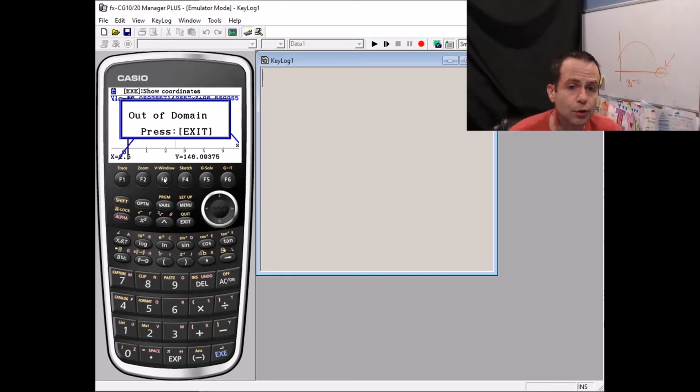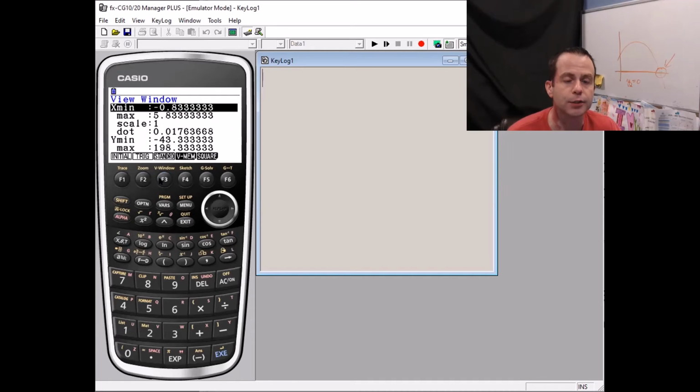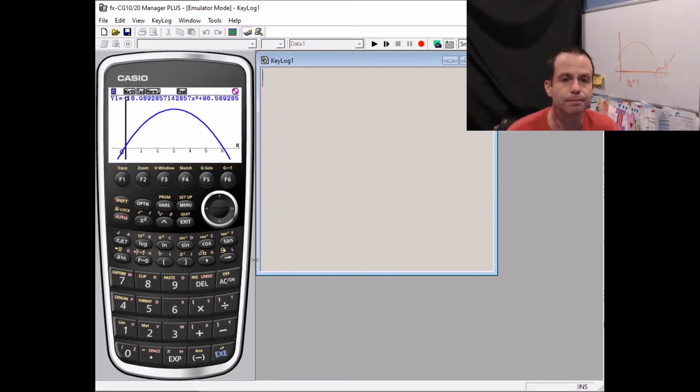So I need to go to my window settings. I just need to get out of here for a sec, sorry. I need to go to my window settings and I need to change my X max. I'm just gonna change it to 7, so I know for sure I got 6 in there. Okay, so now when I go trace 6, I get 5.5. Okay, so whether you're a Casio or a TI, that's the same conversation, okay? Your window has to have the point inside it in order for your calculator to actually go get it.